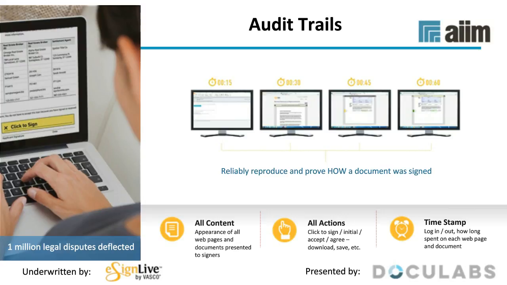Think of a visual audit trail as a visual recording of exactly how the process took place from start to finish, sort of like a black box recorder that captures and replays all of the web pages, all of the documents, as well as every single action that took place, how long the signer spent on each page of the document. So this makes it possible to completely recreate a signing event years after the fact, which in the end can really help to streamline the audit process.